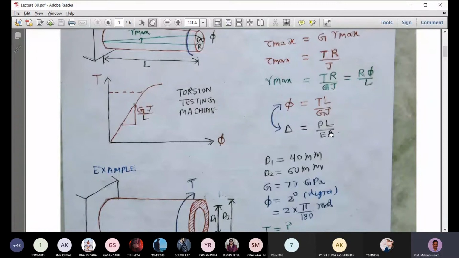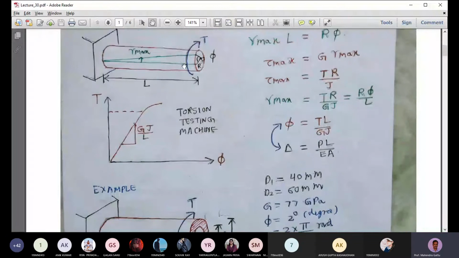So with this, there are some machines where we can do torsion testing. In the torsion testing machine, we apply some torque on the circular shaft, and we measure the applied torque and the angle of twist produced. So we plot the torque versus the angle of twist. Angle of twist is shown on the x-axis and torque is shown on the y-axis.